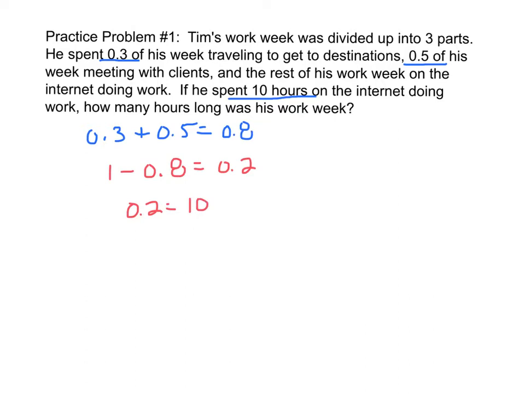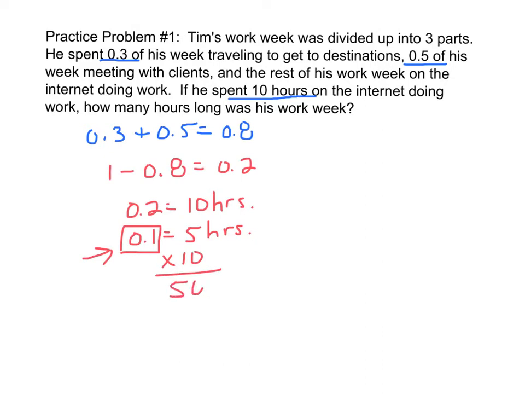So at this particular point, I can figure out the total number of hours that he worked several different ways. If 0.2 of the time he spent is equal to 10 hours, that would mean that half of that time, or 0.1, would be equal to 5 hours. Well, if I want to know the entire work week, there are 10 sets of 0.1 or 1/10 in an entire work week, which means I would need to multiply 5 hours by 10 to get a final answer of 50 hours.